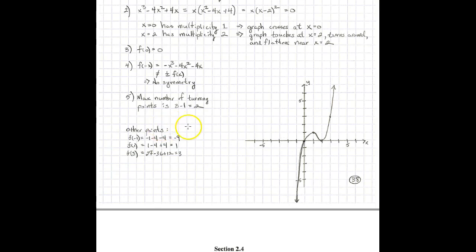And then just on the other side of the intercepts, I want to plot maybe some points just to get a feel for what it's looking like, okay? And then you can draw it in. So there you go.